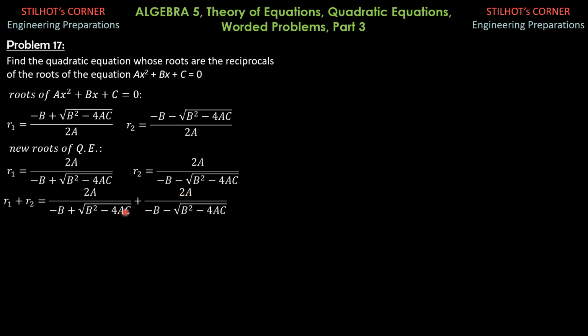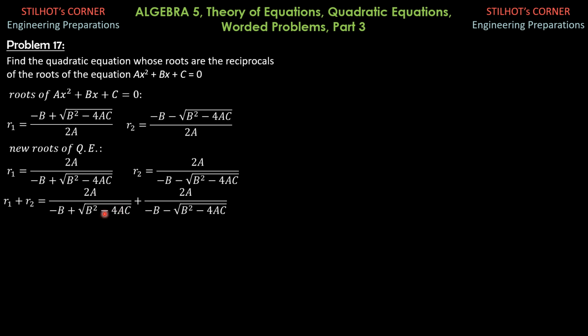The LCD therefore is these denominators, which are conjugates, especially for the radical part. So if we simplify, we have negative 2AB, then minus 2A square root of B squared minus 4AC in the numerator. Then we have another negative 2AB, then plus 2A square root of B squared minus 4AC. So that means the other term, 2A square root of B squared minus 4AC, will be out. The net value in the numerator, therefore, is negative 4AB.